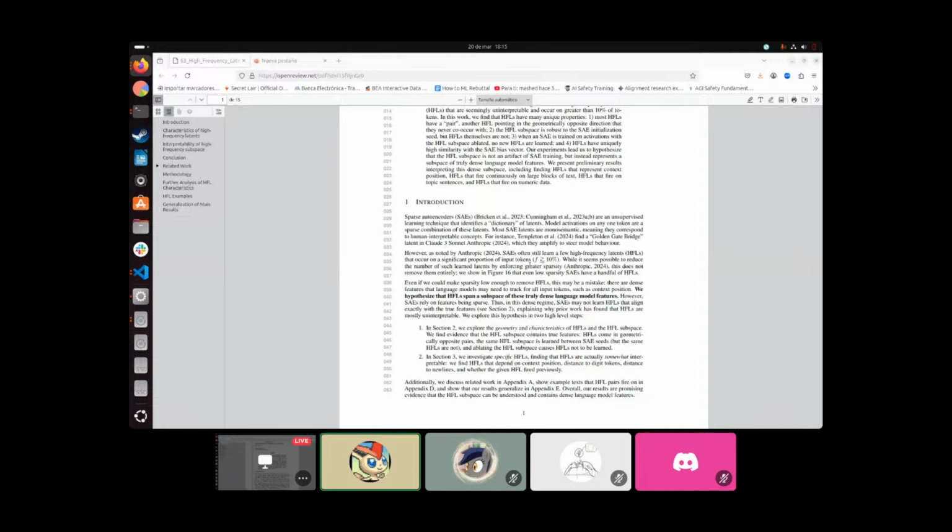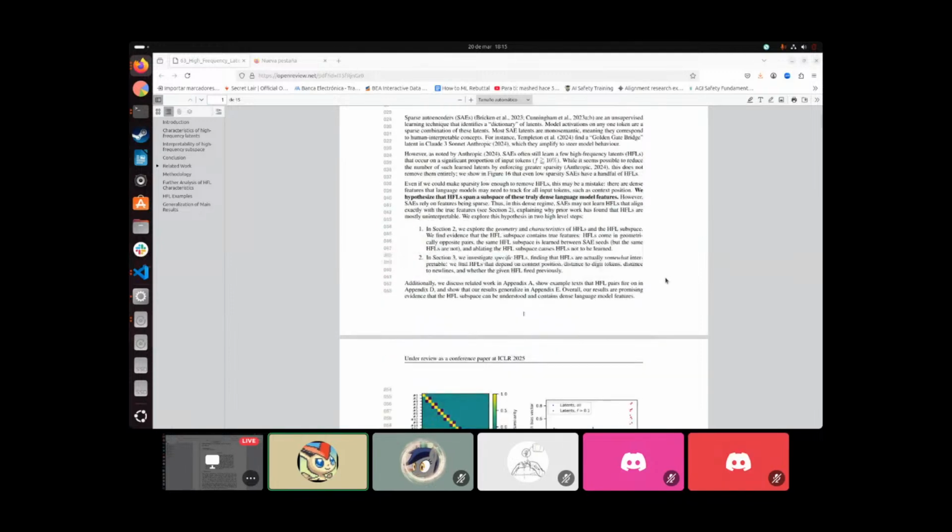Sparse autoencoders are an unsupervised learning technique to find a dictionary of latents. Model activations on any token are a sparse combination of these latents. Most sparse autoencoder latents are monosemantic, meaning they correspond to human-interpretable concepts. For instance, Templeton et al. find a Golden Gate Bridge latent in Claude 3 Sonnet at Anthropic, which they amplify to steer the model's behavior. That's the typical meme one.